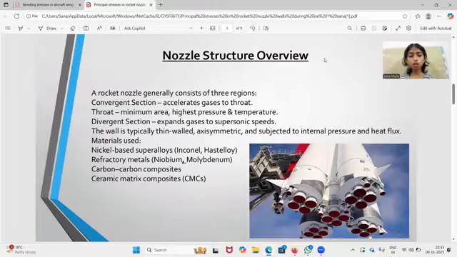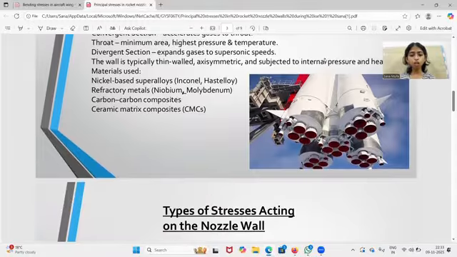It also has walls. These walls are typically thin and axisymmetric, and they are subjected to very high internal pressure and heat flux. The materials generally used to manufacture the rocket nozzle are nickel-based superalloys like Inconel and Hastelloy. Also, refractory metals like niobium and molybdenum are used. There are also carbon-carbon composites and ceramic matrix composites.